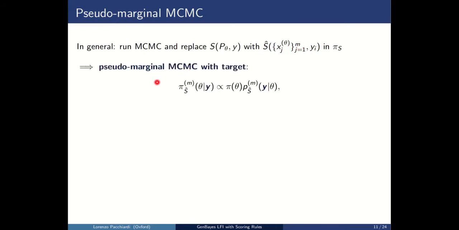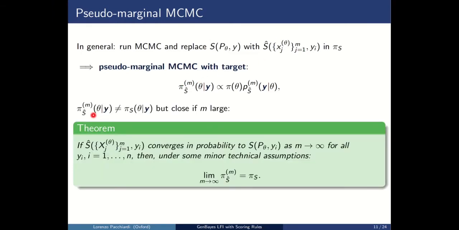This leads to a pseudo-marginal MCMC, with a target, which I write here in this way, which depends on the number of simulations from the model, m. In general, this target is not the same as the original scoring rule posterior, which uses the exact scoring rule between the distribution and the observation, but you can show that they are close if m is large enough, let's say about 100 samples or so. We also have a theorem that says that if your scoring rule estimator converges in probability to the actual scoring rule between the distribution and the observation y, as the number of simulations goes to infinity, then with some minor technical assumptions, the target of the pseudo-marginal MCMC converges to the actual scoring rule posterior.